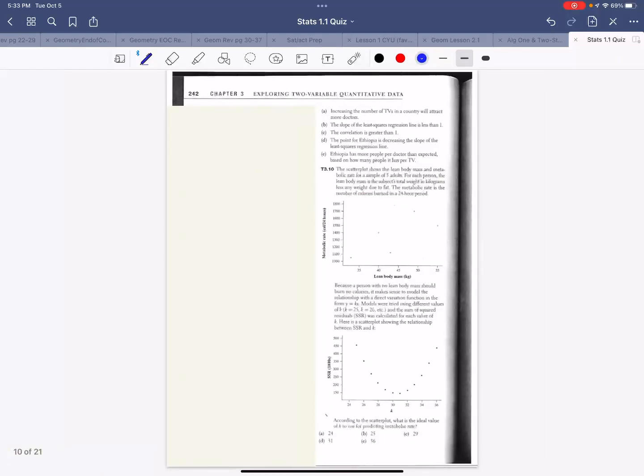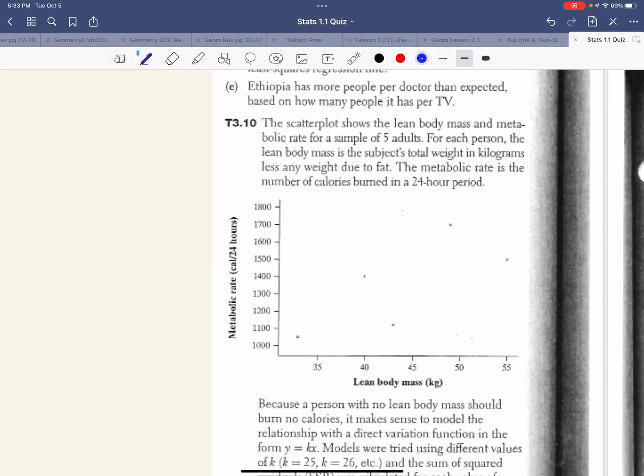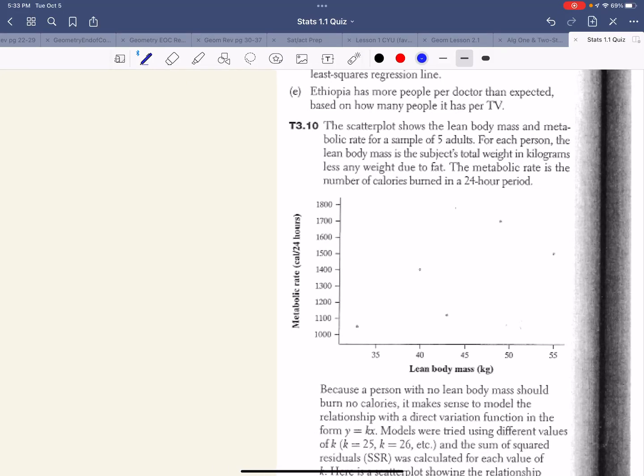Okay, last question, D. The scatter plot shows the lean body mass and metabolic rate for a sample of 5 adults. Okay, 1, 2, 3, 4, 5. For each person, the lean body mass is the subject's total weight in kilograms, less any weight due to fat. The metabolic rate is the number of calories burned in 24 hours. Okay.